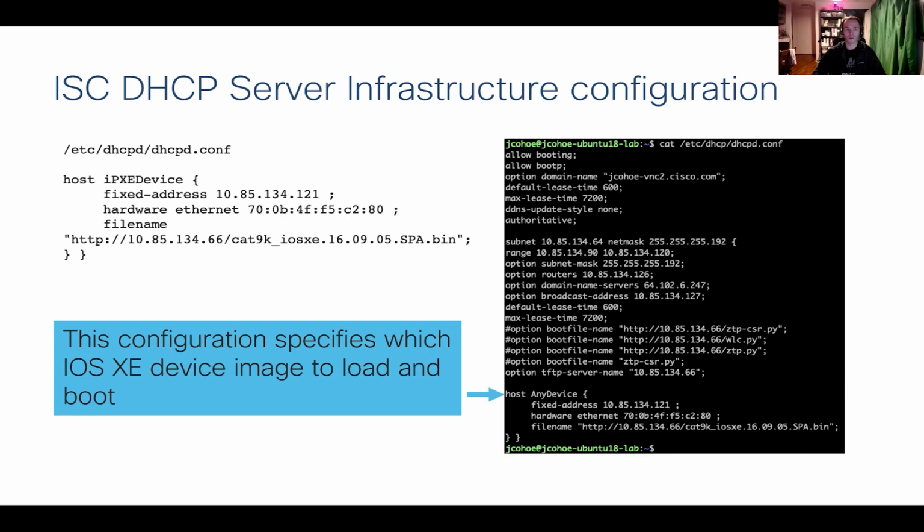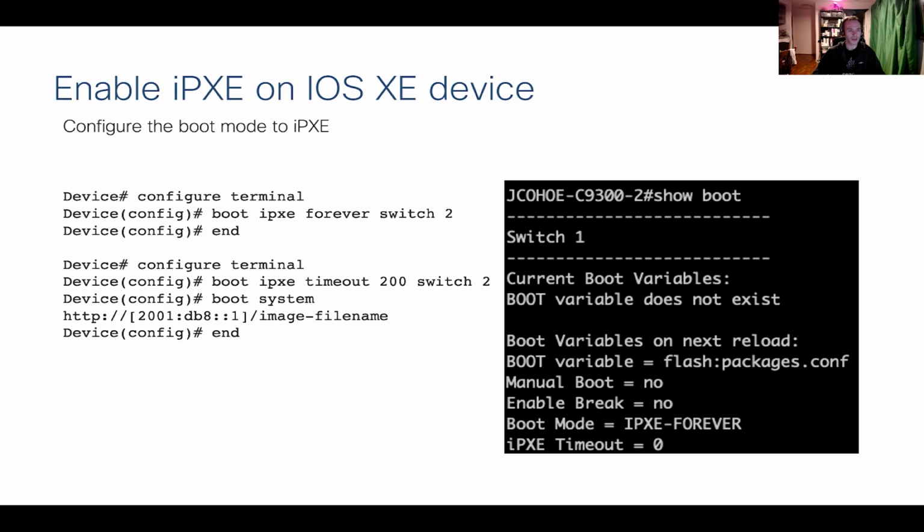Now, when we're actually going to implement this, there's a couple components that we need to configure. First and foremost is the DHCP server. Here's the example from ISC DHCP server where I'm specifying the device by MAC address and IP, as well as the file name that I want this device to boot. In this example, I'm specifying the 16.9.5 version of IOS XE to boot for this device. Now we need to set some configuration on the device so that it knows to boot using iPXE instead of the traditional default, the bin file. So we can put one or two configurations in here. The first one is boot ipxe forever.